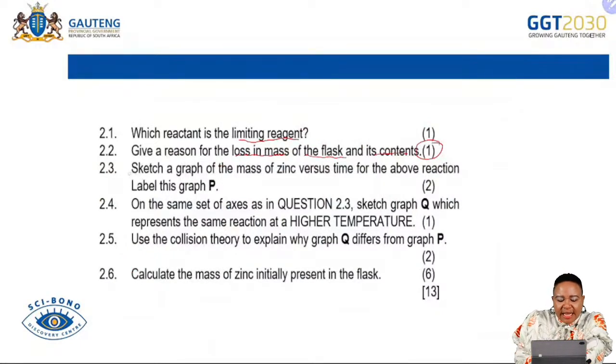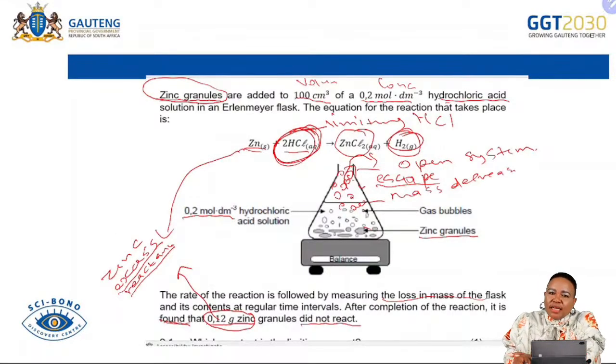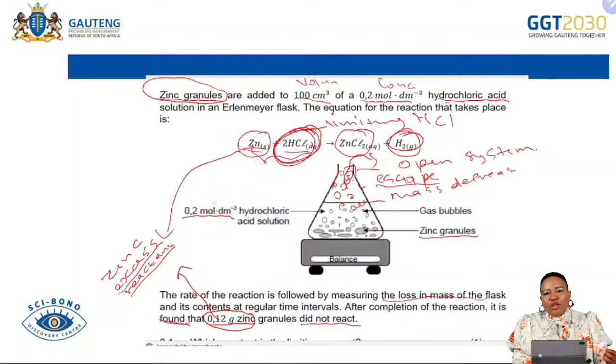And then the next question says, sketch a graph of mass of zinc versus the time for the above reaction and label the graph P. Why is it important to understand the change in the concentration or in the mass or in the moles of reactants and product? When we started, we said the rate of reaction is the change in the concentration of the reactants or products per unit time. So immediately when you need to draw the graph of zinc, the first thing you need to ask yourself is: is the zinc a reactant or a product?